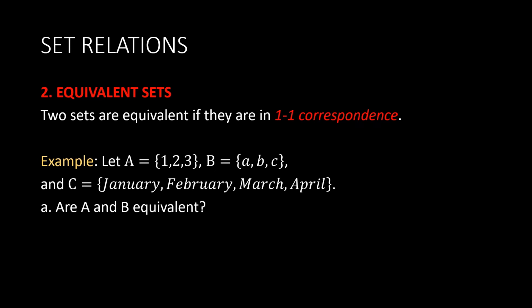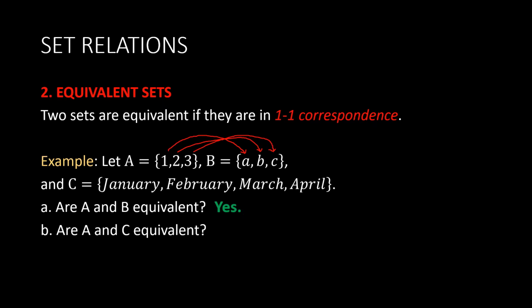Are A and B equivalent? You can actually pair 1 with A on the other set, 2 with B, and 3 with C. Note that in the pairing, there is no leftover. And also, the number of elements of A is the same as the number of elements of B. Therefore, the answer is yes.